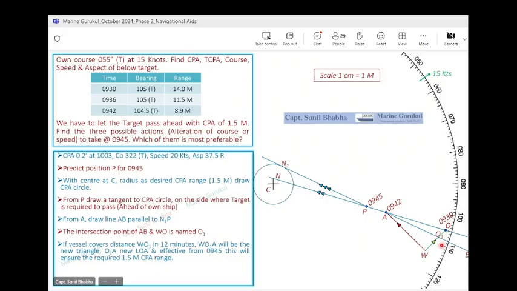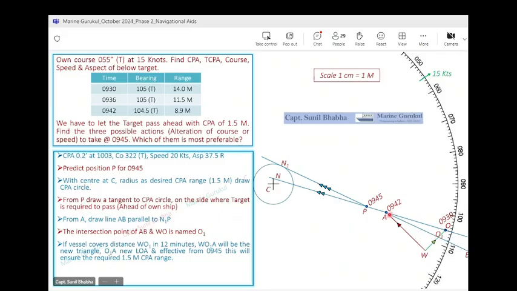Now, if you look closely, if own ship covers distance WO1 in an interval of 12 minutes, then in that case, WO1A would become the new relative triangle. You can follow the laser pointer.